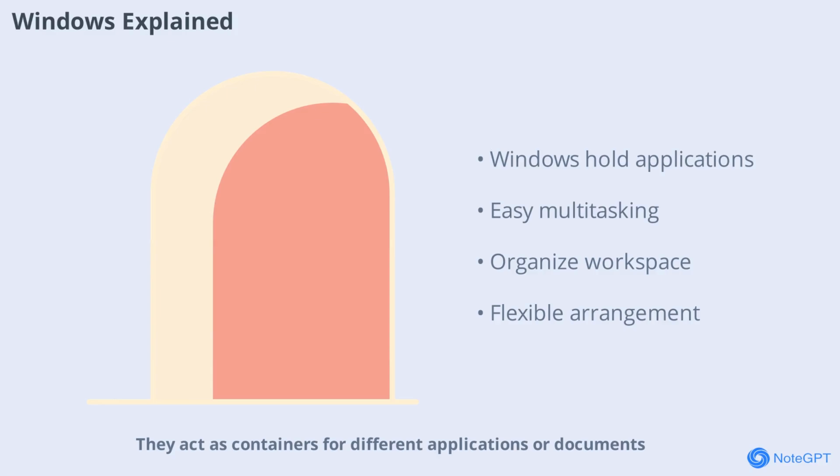Windows are one of the most recognizable features of a GUI. They act as containers for different applications or documents, allowing users to multitask and organize their workspace. You can open, close, resize, or move windows around the screen, making it easy to manage multiple tasks at once. This flexibility is a big reason why GUIs are so popular, as it mirrors the way we organize physical documents on a desk, but in a digital environment.